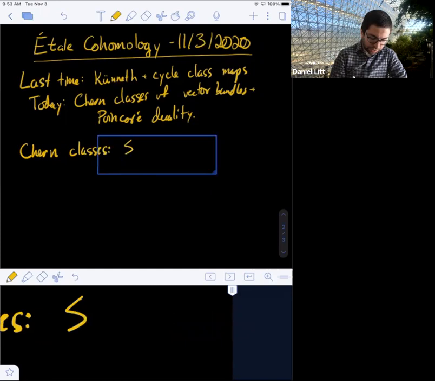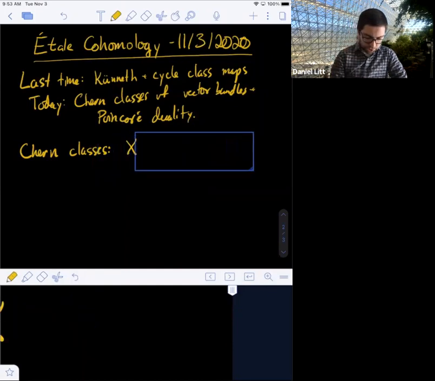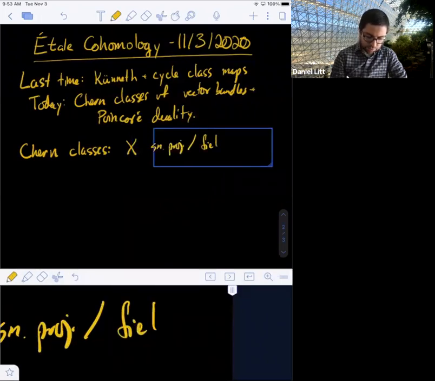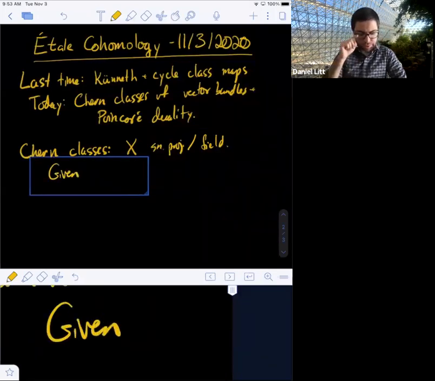So given a vector bundle, here X is going to be smooth and projective over a field. I mean, we won't need that for everything. In particular, the definition of Chern classes doesn't require it, but a lot of the properties do. So I'll indicate where we actually use it.